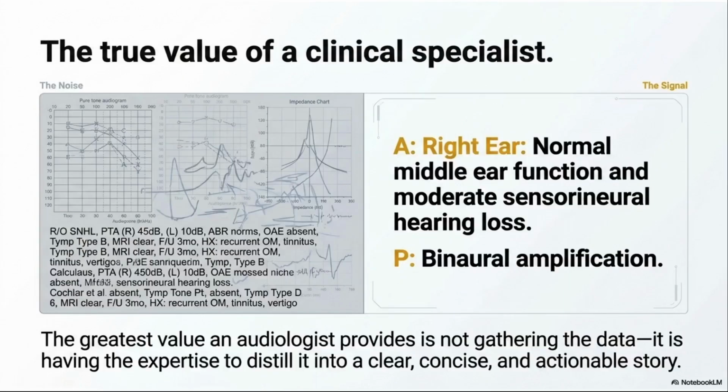The raw data represented by complex charts and graphs often acts as noise to the referring provider. The signal is the clear synthesized outcome, such as right ear, normal middle ear function, and moderate sensorineural hearing loss. Planned binaural amplification. The greatest value an audiologist provides is not in gathering the data. The true value lies in having the expertise to distill raw clinical data into a clear, concise, and actionable story.